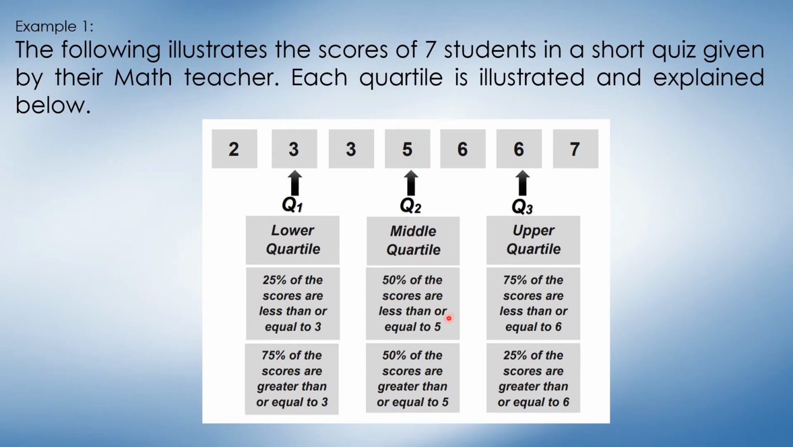The second quartile, or middle quartile, is the score of 5. 50% of the scores are less than or equal to 5, or 50% of the scores are greater than or equal to 5. The third quartile, or the upper quartile, is the score of 6. 75% of the scores are less than or equal to 6, or 25% of the scores are greater than or equal to 6.